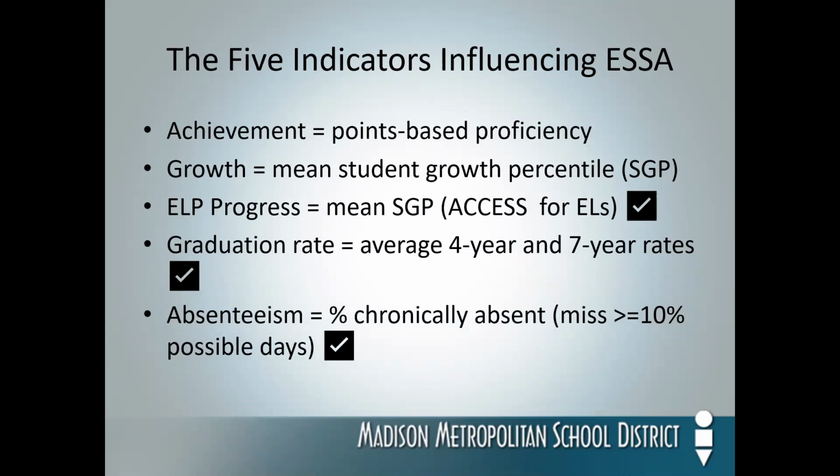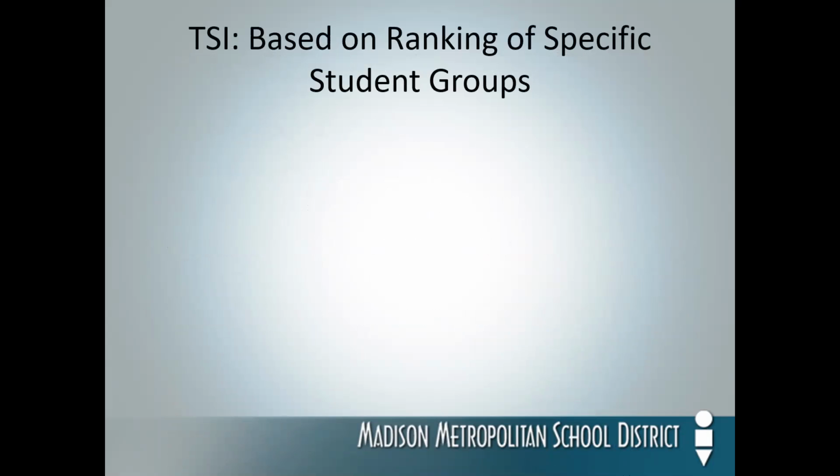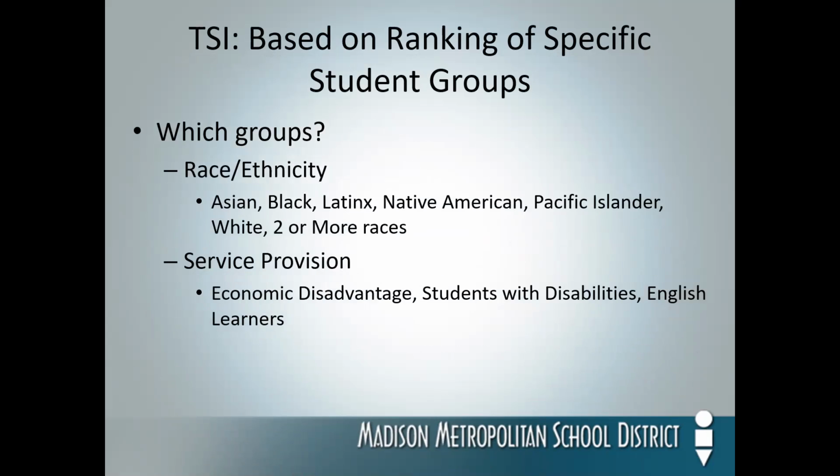Let's take a look at how the identification process goes for TSI. First of all, you need to understand that it's a ranking of specific student groups. So what are the groups that we're looking at? We're looking at the typical ones that we have continued to work with since No Child Left Behind. So Asian, Black, Latinx, Native American, Pacific Islander, white, two or more races, or service provision. In other words, economically disadvantaged students, students with an IEP or 504, and English language learners.